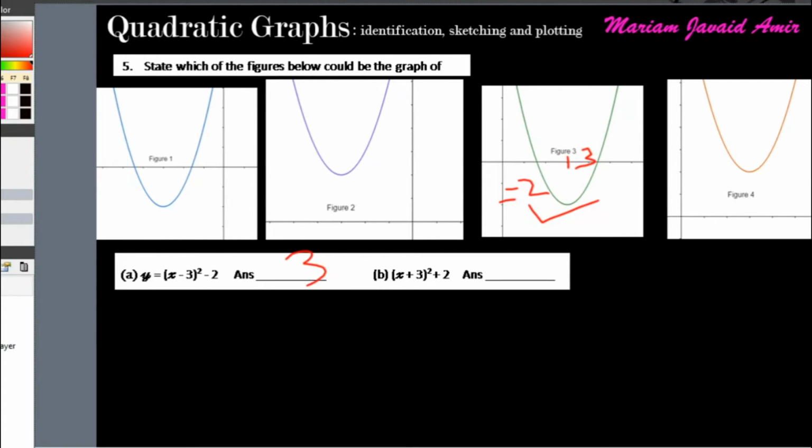For part B, it's (x plus 3) whole square plus 2, so the graph will go 3 units to the left and 2 units up. So figure number 2, 3 units to the left and 2 units up, so figure 2 simply.